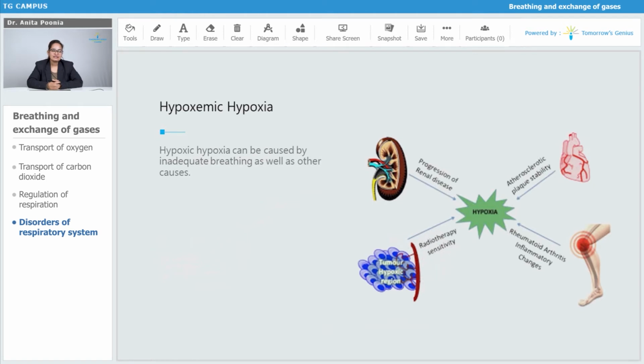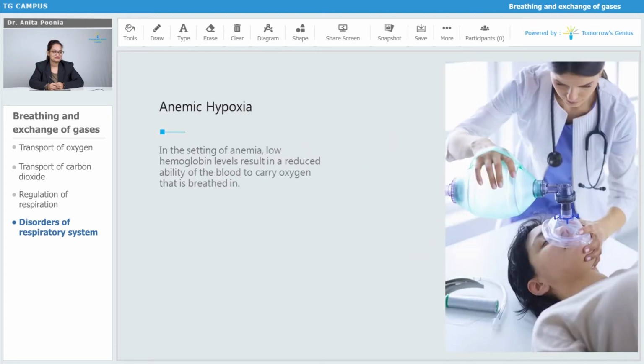Talking about hypoxemic hypoxia. Hypoxemic hypoxia can be caused by inadequate breathing as well as other causes. Could be progression of the renal disease, then atherosclerotic plaque stability, radiotherapy sensitivity, rheumatoid arthritis, inflammatory changes, and so on.